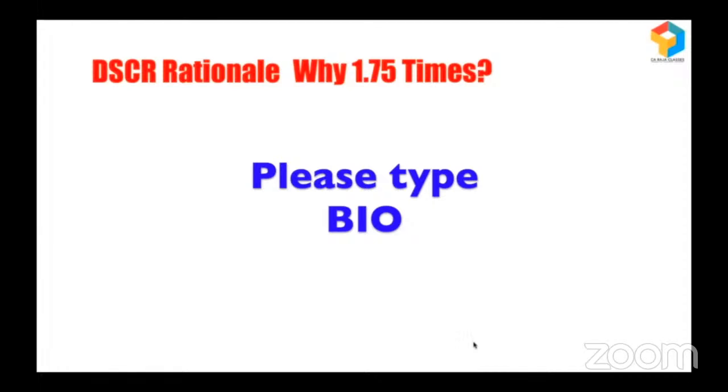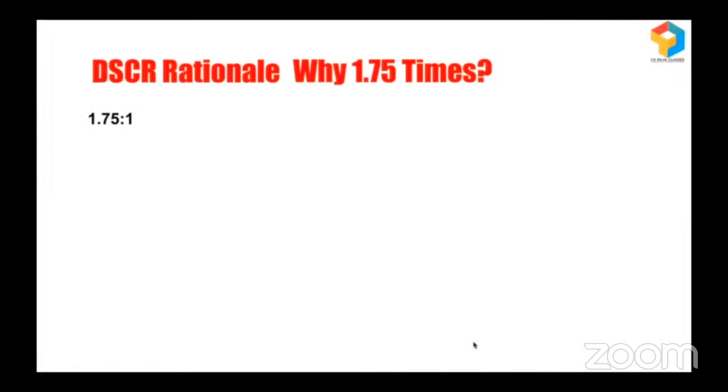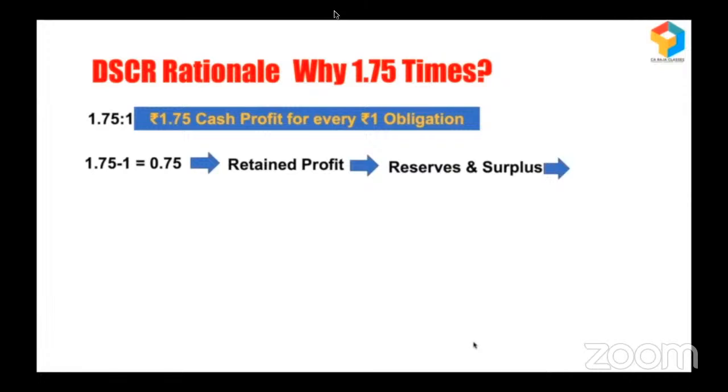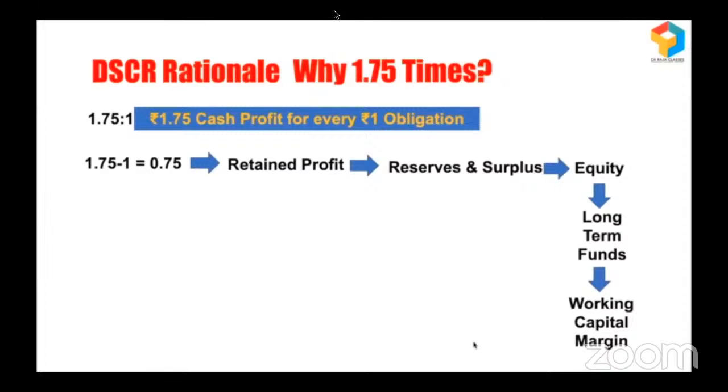Okay, let me explain the rationale behind this minimum DSCR. Look at this. If DSCR is 1.75 to 1, it means for every 1 rupee obligation, there is a cash profit of 1 rupee 75 paise. So from 1 rupee 75 paise, 1 rupee can be paid, and what is left with the business is this 75 paise. This 75 paise is the profit after tax, after dividend, after paying interest, and after paying principal also. So it goes as retained profit, and this retained profit will go to a head called reserves and surplus in the balance sheet under equity. And equity along with other long-term liabilities will become long-term funds, and that can be used for supporting working capital margin.